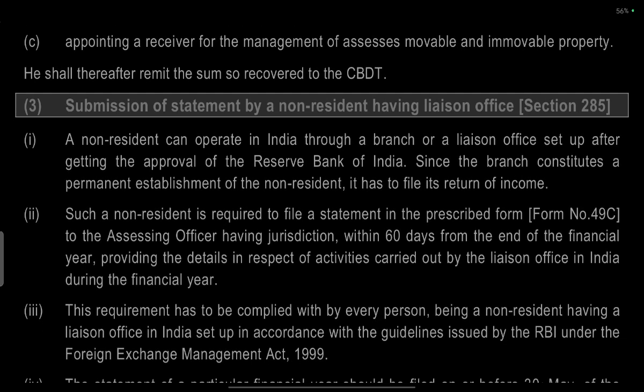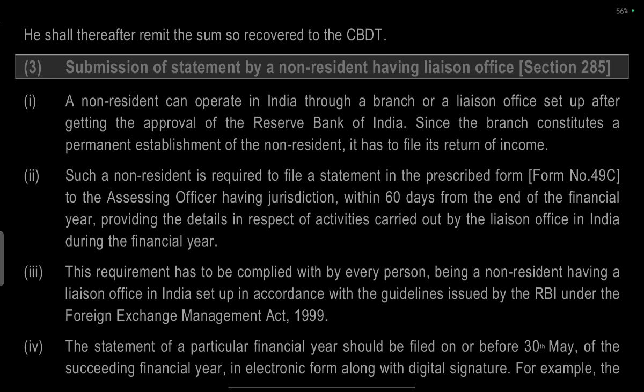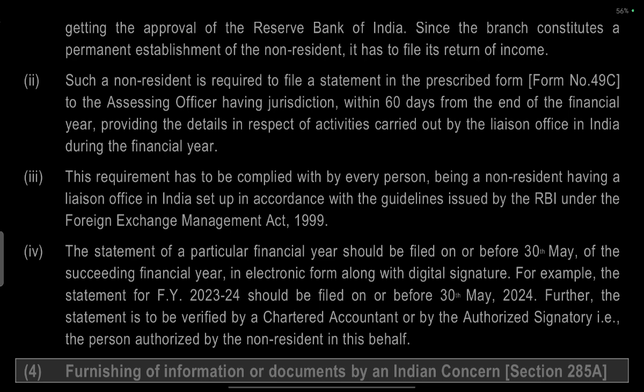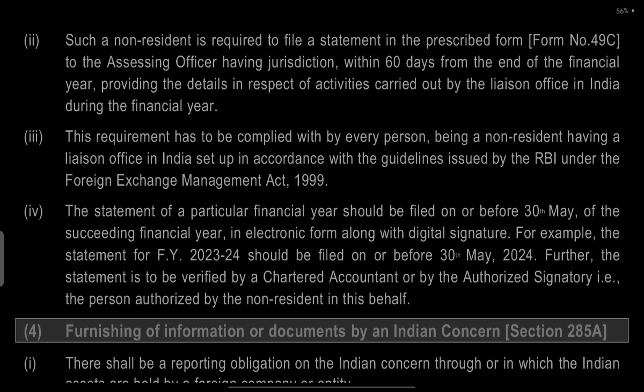Statement for a non-resident having a liaison office. A non-resident can operate in India through a branch or liaison office and must get an approval from the Reserve Bank of India. Since a branch constitutes a permanent establishment of the non-resident, it has to file a return of income. Such a non-resident is required to file a statement in the prescribed manner, Form 49C, to the assessing officer having jurisdiction within 60 days from the end of the financial year, providing details in respect of activities carried out by the liaison office in India during the financial year.